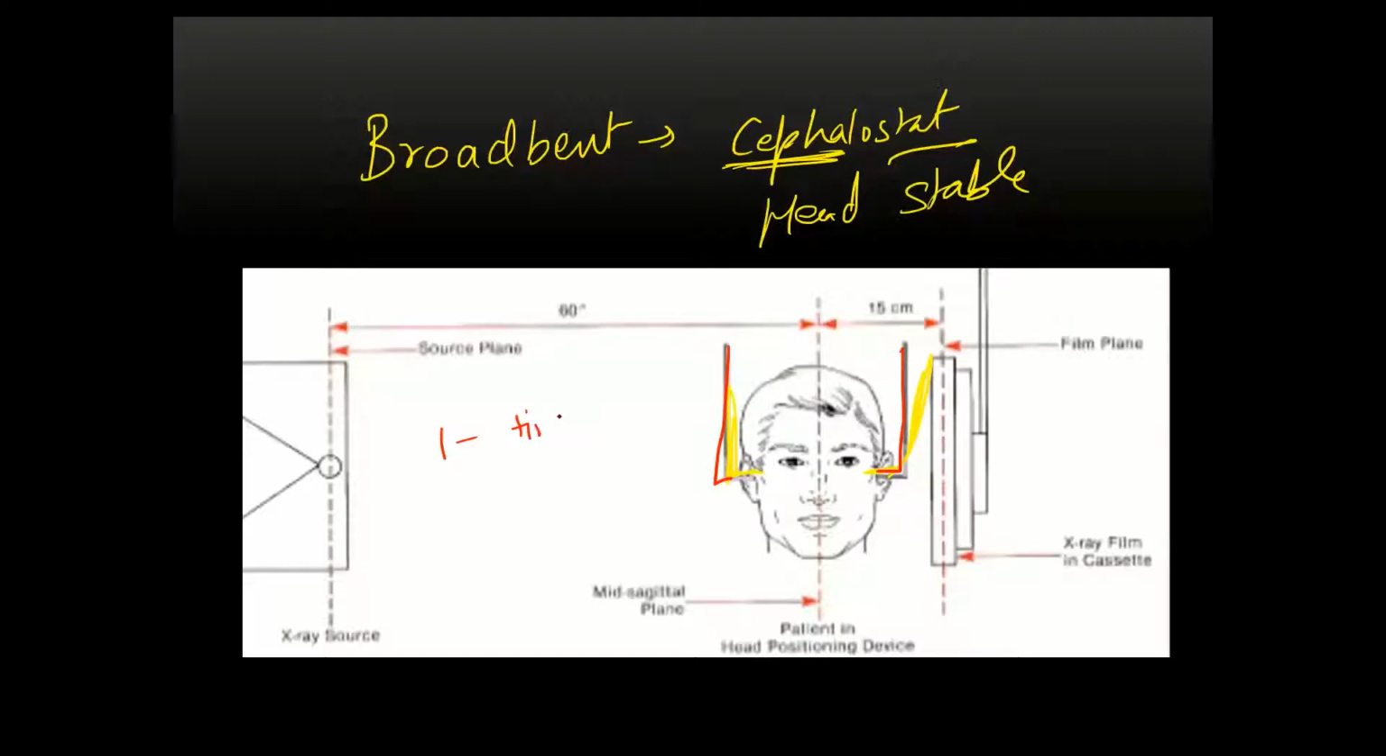Okay, so this distance has to be constant. What is it? It is 60 inches, 15 centimeters. These distances you have to learn. They are given variably in two different books, so just remember them and try to find out which one will have been answered in the exam.